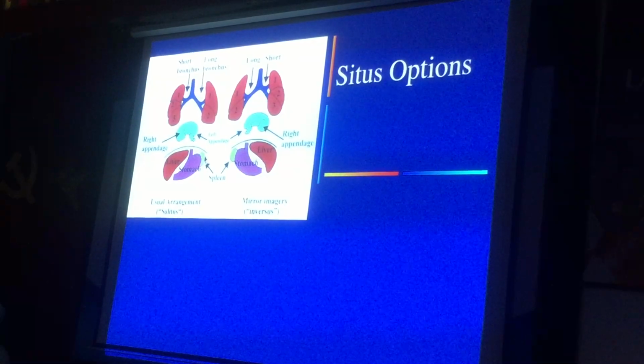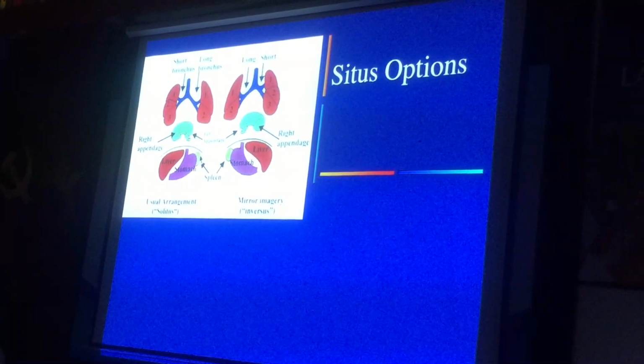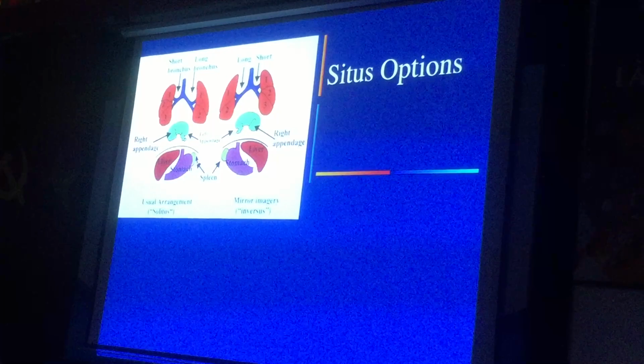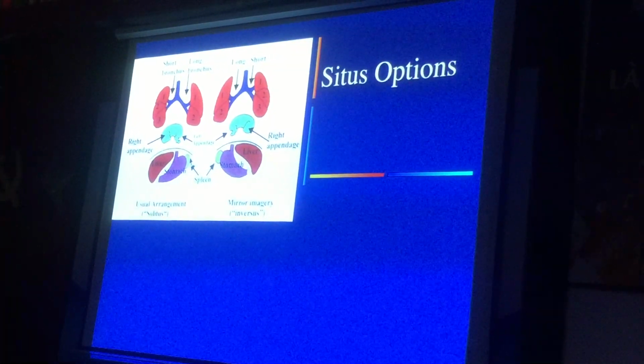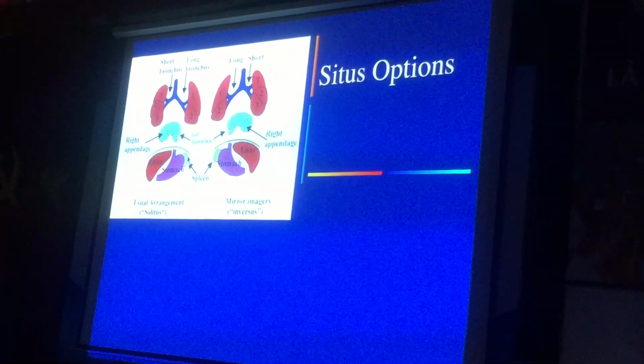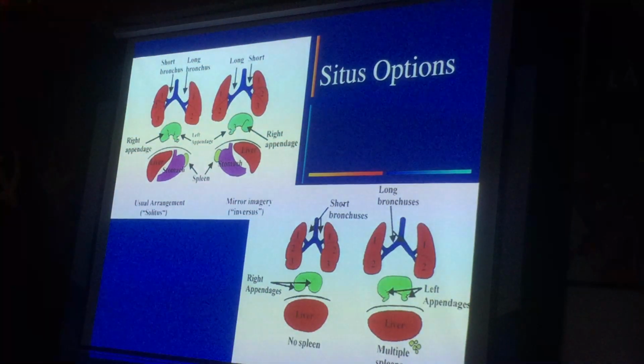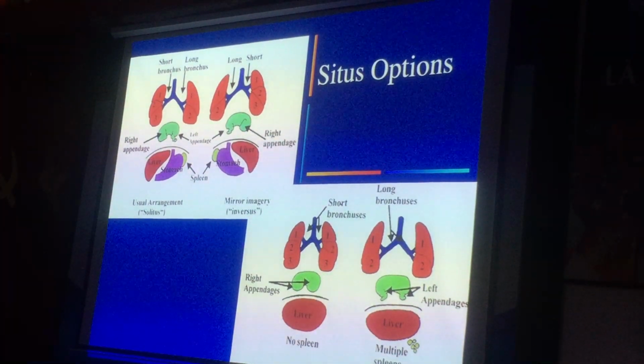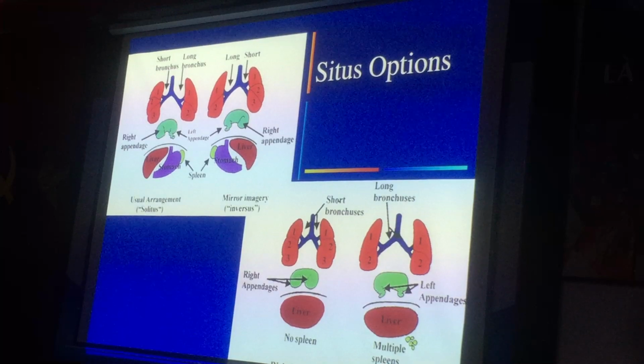Now, mirror image is nothing other than an absolute inversion of this. Sometimes people call this situs inversus. I call it mirror imagery. Now, the other 2 terms that we've got are left isomerism and right isomerism.